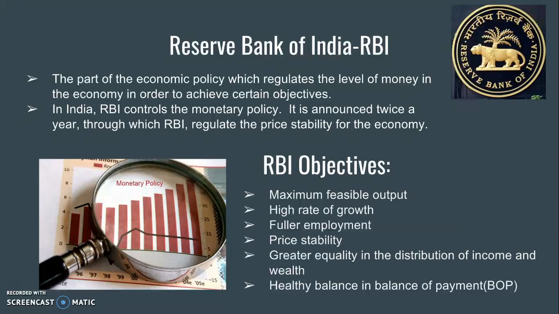Then there has to be price stability. As I mentioned, things can't be too high priced and things can't be too low priced, so there has to be a kind of equilibrium that has to be maintained, which RBI does. And then there is income distribution, which has to be equal. That's why there are tax slabs based on your income.